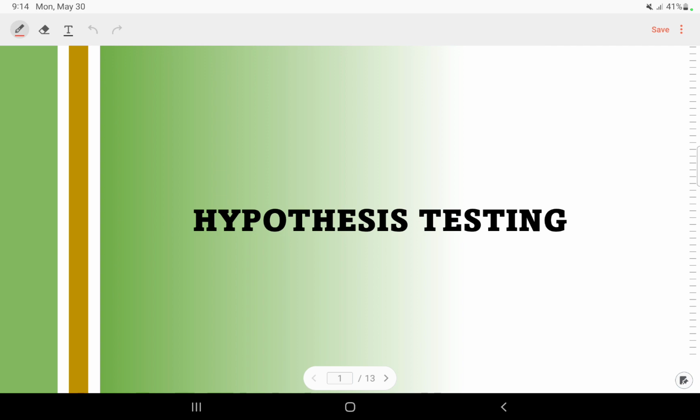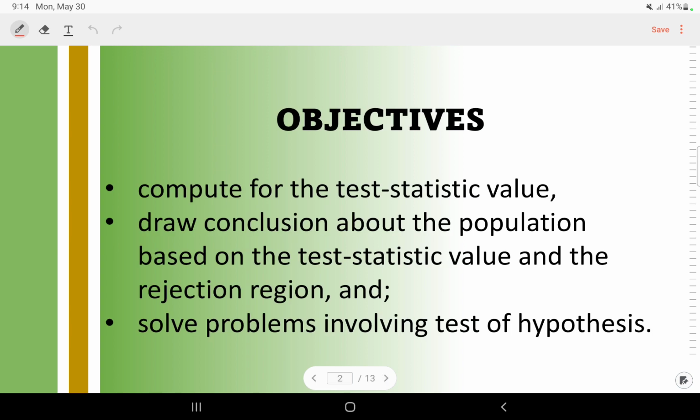and then the rejection region, setting the rejection region, choosing the appropriate test statistics. So everything that we have discussed before will be consolidated in this discussion, so we can apply the processes of hypothesis testing in a real life problem. At the end of the lesson, you should be able to compute for the test statistic value, draw conclusion about the population based on the test statistic value and the rejection region, and lastly, to solve problems involving test of hypotheses.